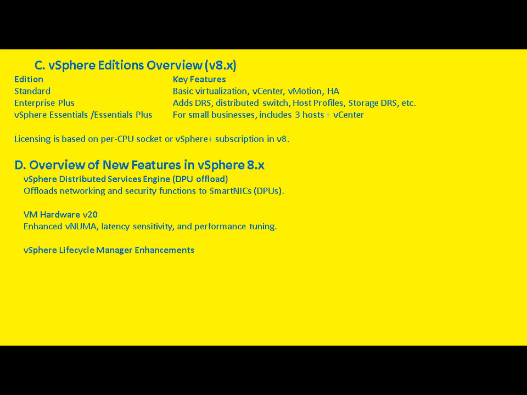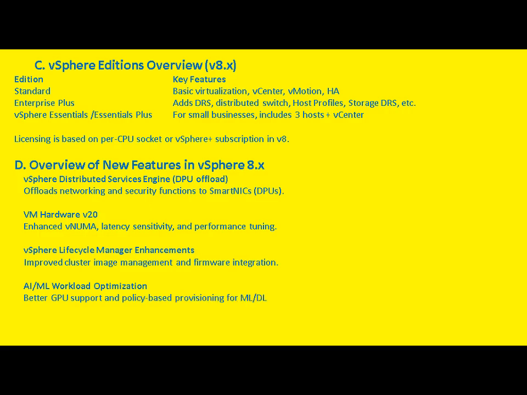And then vSphere Lifecycle Manager enhancements. So it has improved cluster image management and firmware integration. And then the next feature is AI or ML workload optimization. So better GPU support and policy based provisioning for ML or DL workloads. And then the last feature is vSphere Green Metrics plugin. So power and carbon footprint visibility within this particular feature. So these are all new features available in vSphere version 8.